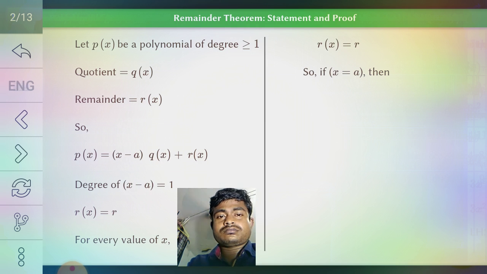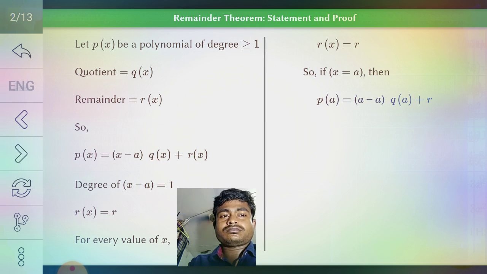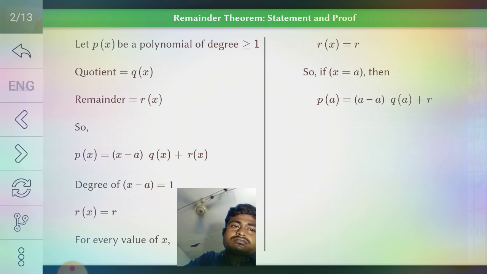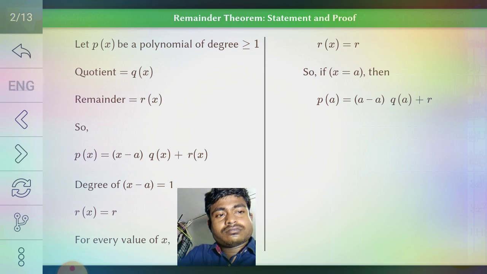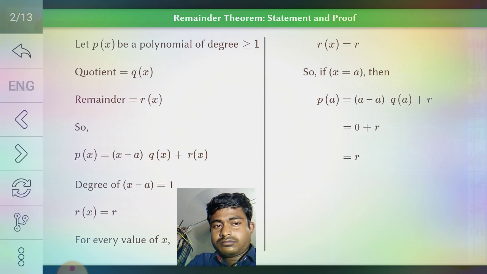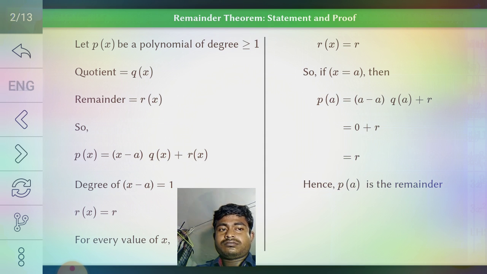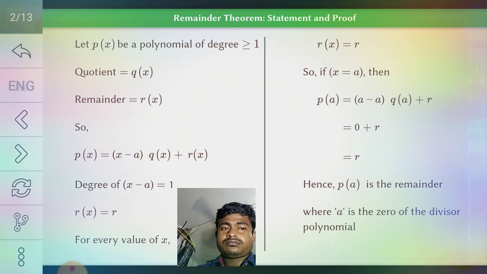So, if x = a, then p(a) = (a − a)q(a) + r = 0 + r = r. Hence, p(a) is the remainder, where a is the zero of the divisor polynomial.